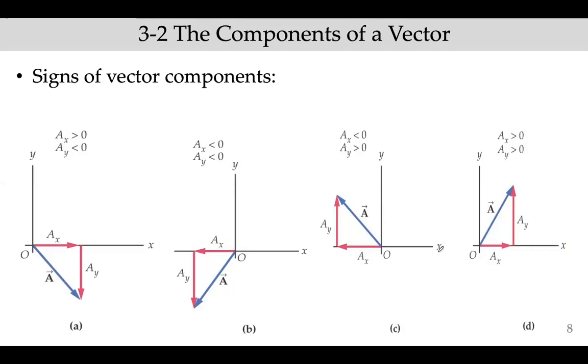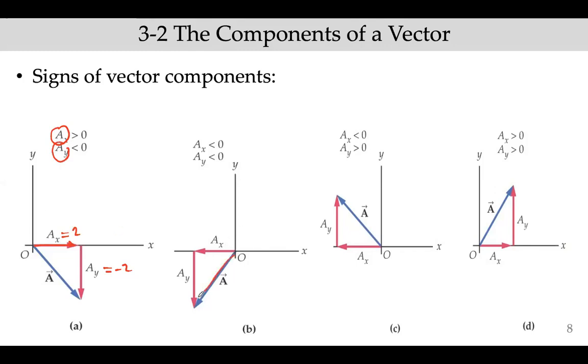Okay, we can also talk about the signs of the components. If you have a vector pointing in this direction, its x component will be to the right, so it's positive x direction, and y component will be negative, right, because it's pointing in the negative direction. So maybe this is -2, and maybe this is 2. So here the x component is positive, but y component is negative.